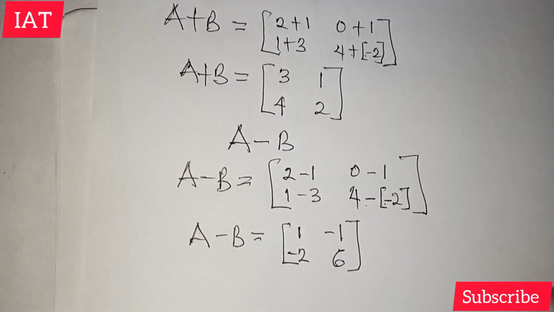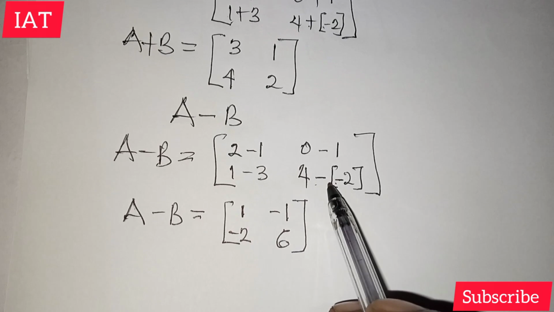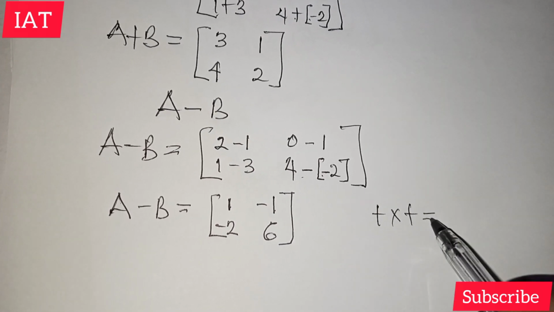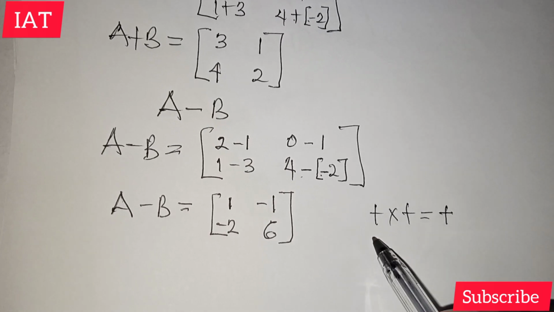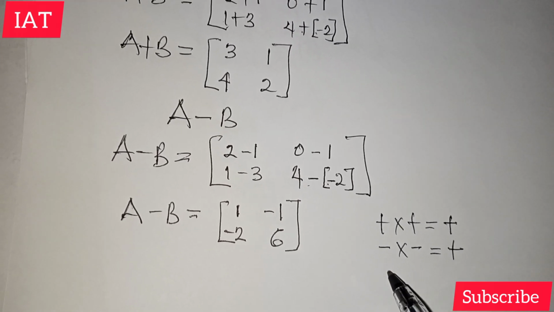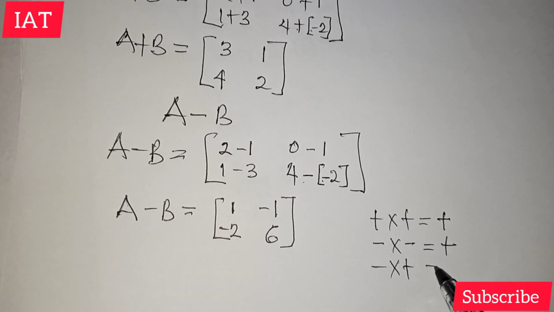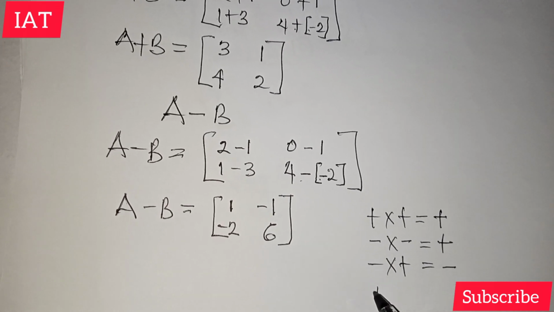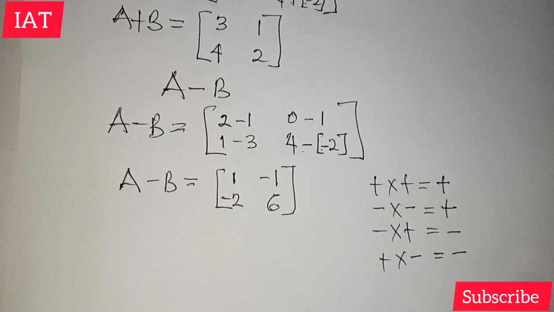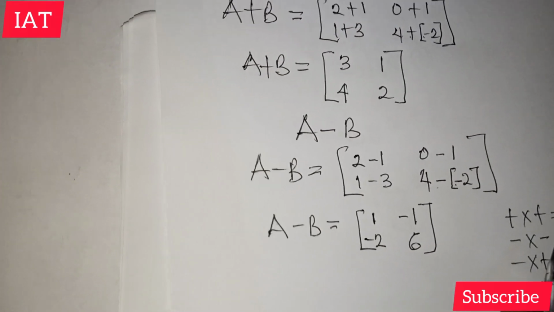For those of you who may have issues about this, it's simple. When we have plus times plus, the result is plus. It's the sign rule. So we have minus times minus, the result is plus also. And then minus times plus, the result is minus. And plus times minus, the result is minus. So just take note of that. That will be very important.